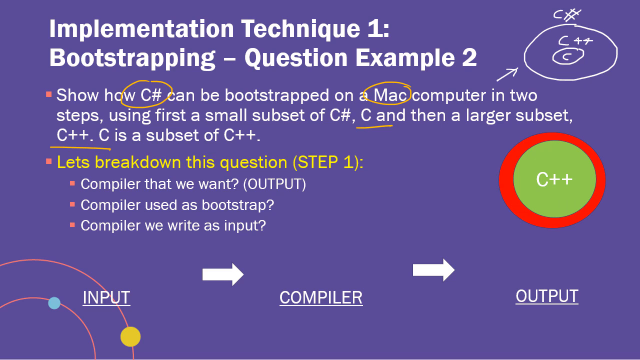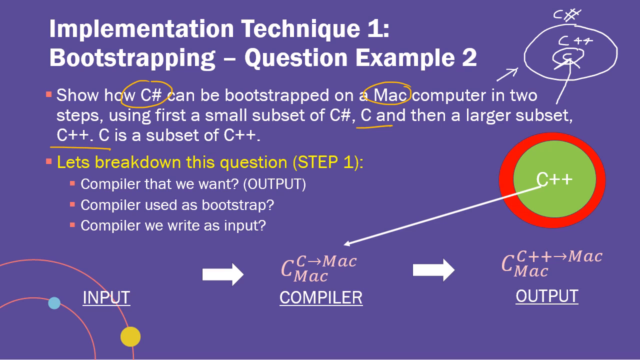So let's break down this question. What is the compiler that we want? The compiler we want as the output is a C++ compiler for Mac written in Mac machine language. The compiler that we use as bootstrap is the smaller compiler here, or the smallest compiler, which is C. Therefore, we will use a C compiler that translates to Mac written in Mac. So from this input-output equation, we can compute that the compiler we write as input is a compiler that translates from C++ to Macintosh, but it is written in C programming language.